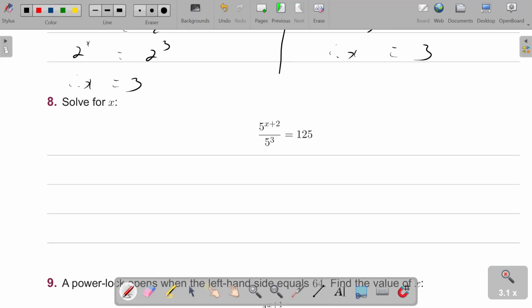Now we'll use my preferred method. In this case, we have 5 to the power of x plus 2 divided by 5 to the power of 3 is equal to 125. I'm not saying that it's the most effective method, by the way, every single time.